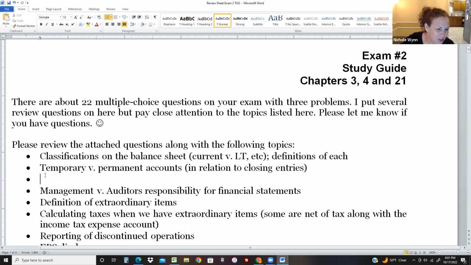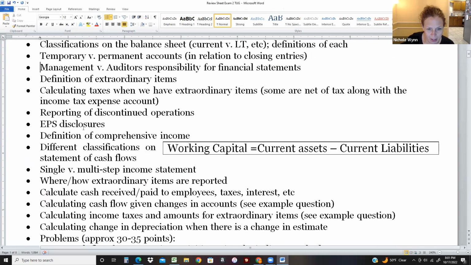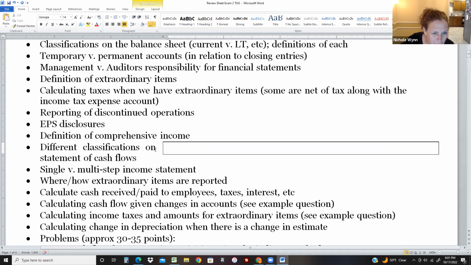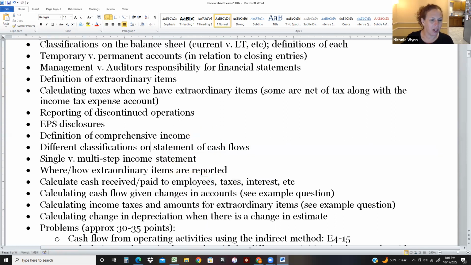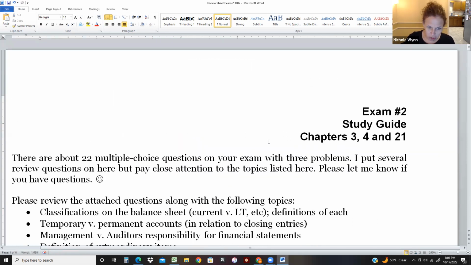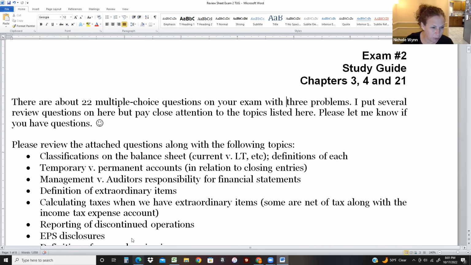Okay. So I think there was one more. Working capital. And so those things are things you cover in finance. And so I decided to just remove them from my exam. So I want that to go away. So delete table. There we go. Okay. So only 22 multiple choice questions on your exam and the 3 problems. And so I'm going to walk through basically everything and remove stuff from your review sheet as we need to.